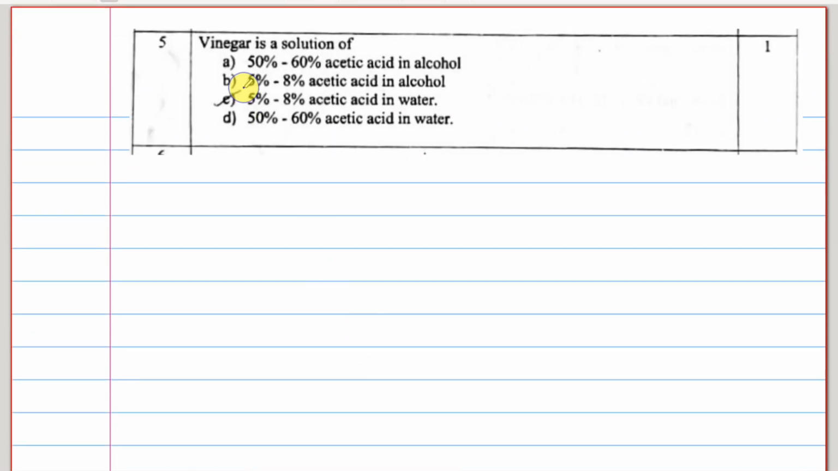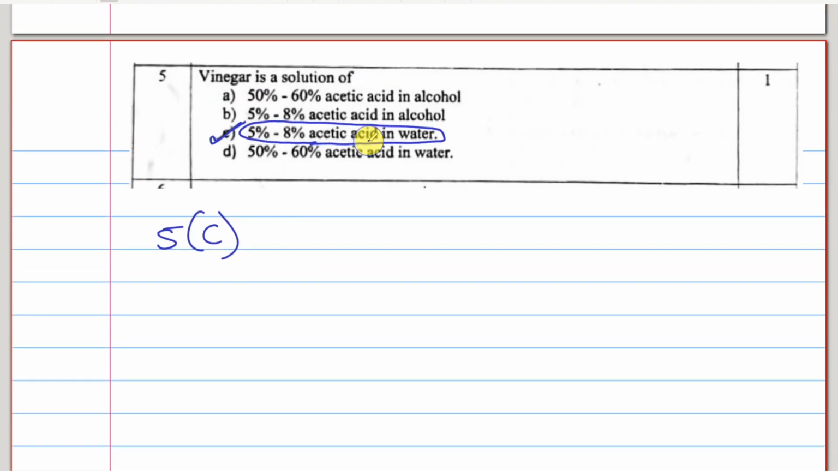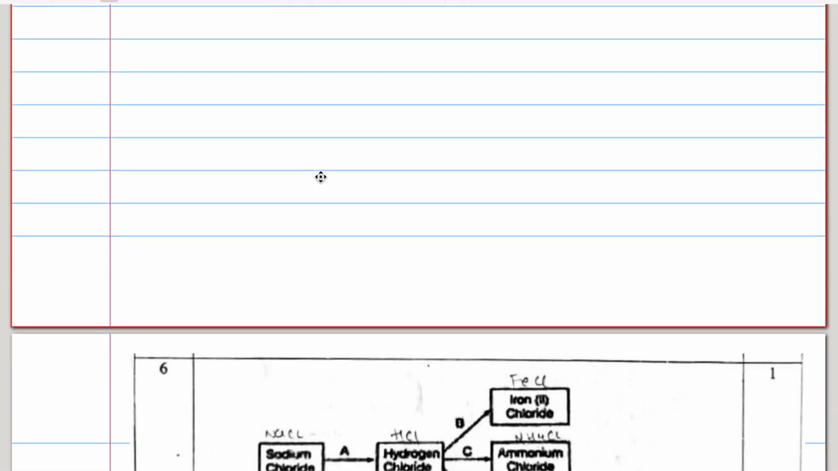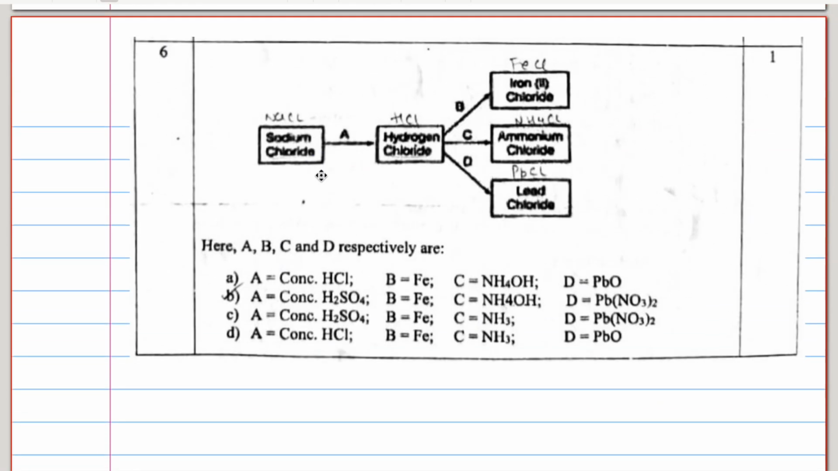Question number 5. Vinegar is a solution of dash. This is a textual or a factual question. So option C, 5 to 8% acetic acid or ethanoic acid in water. This solution is known as vinegar. So fifth one, option C. This was asked from the properties of ethanoic acid, the physical properties. Next question, question number 6.